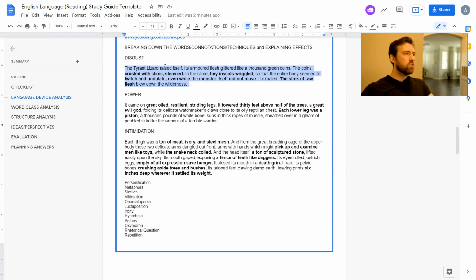So the tyrant lizard raised itself. Its armored flesh glittered like 1,000 green coins. The coins, crusted with slime, steamed. In the slime, tiny insects wriggled, so that the entire body seemed to twitch and undulate, even while the monster itself did not move. It exhaled. The stink of raw flesh blew down the wilderness.